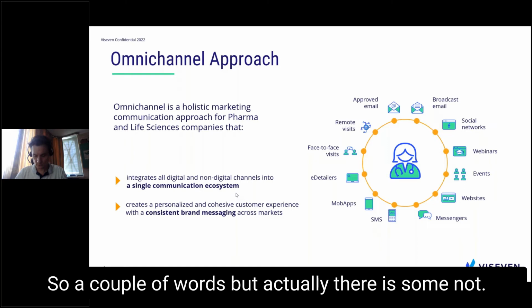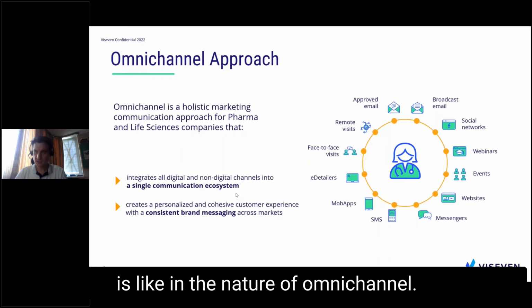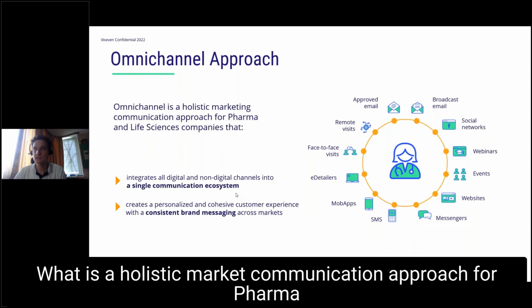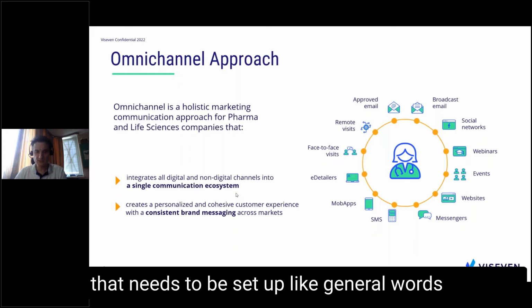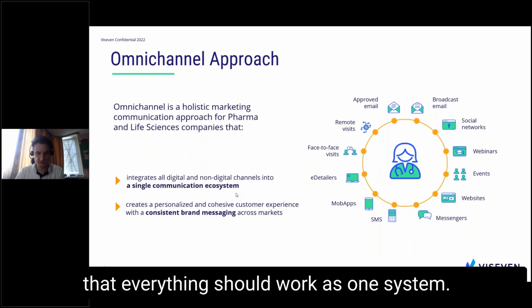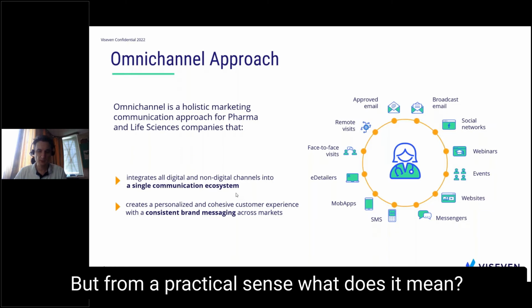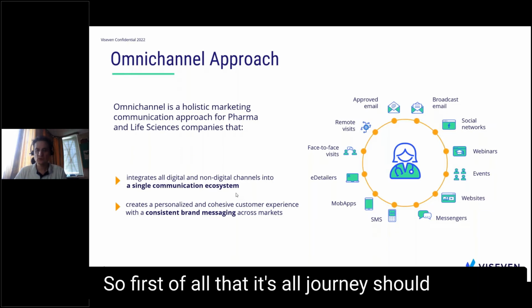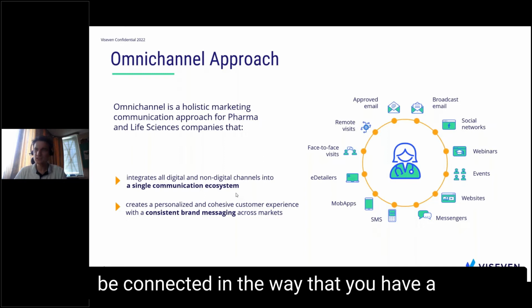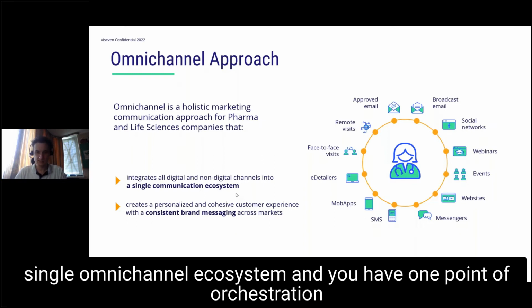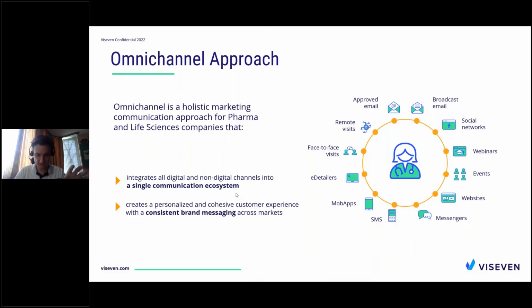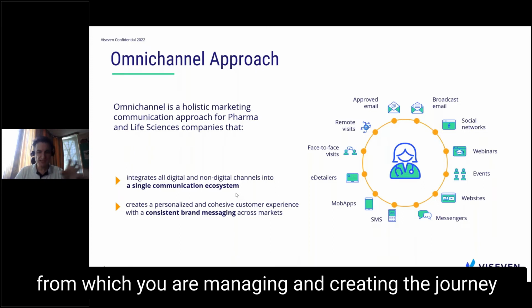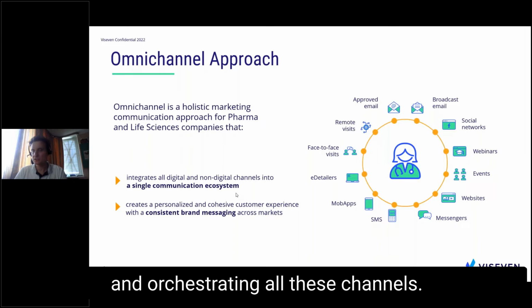A couple of words about what is in the nature of omnichannel, because it's not always obvious to everyone. What is a holistic market communication approach for pharma that needs to be set up? In general words, everything should work as one system. But in a practical sense, what does it mean? First of all, the whole journey should be connected in such a way that you have a single omnichannel ecosystem and one point of orchestration, from which you are managing and orchestrating all these channels and creating the journey.